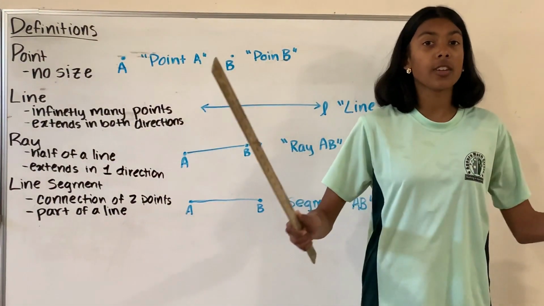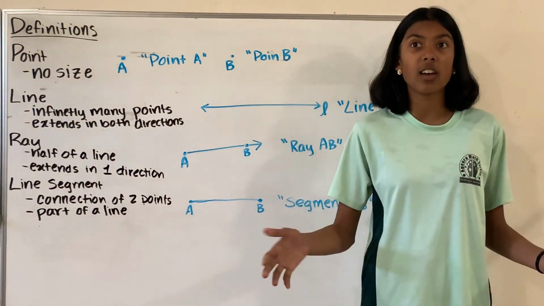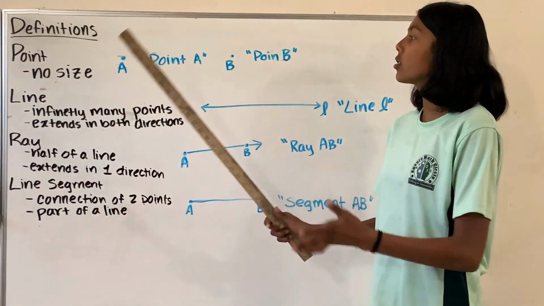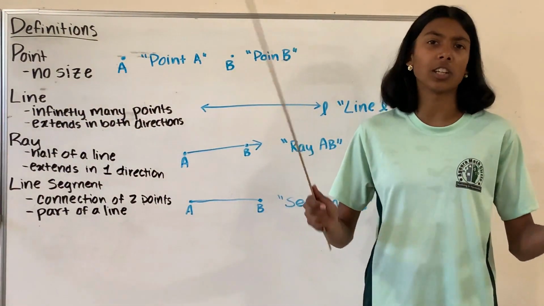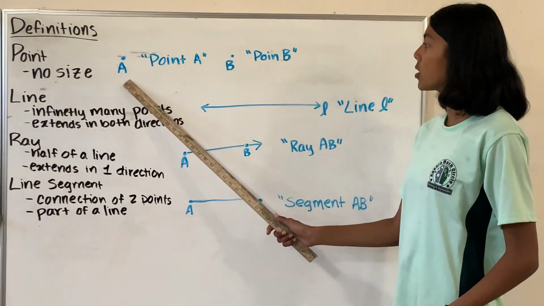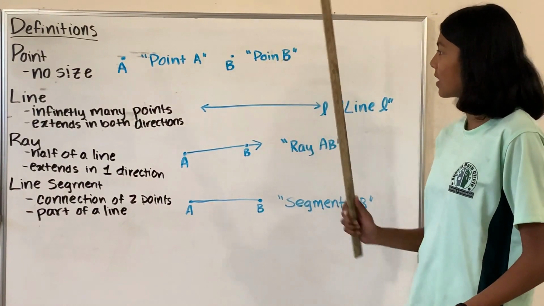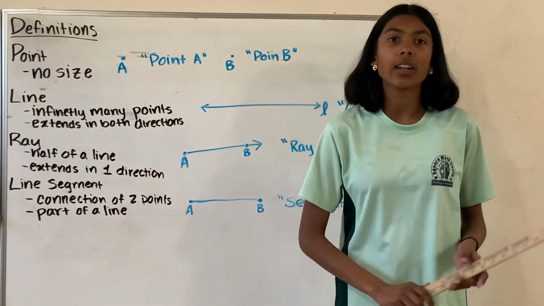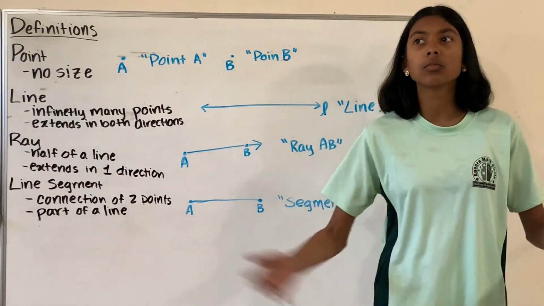And our first definition is the most basic of them all, the point. It is also the base of all geometry. So something interesting about the point, it has no size. It's literally just a dot. And here are two examples of points. We call this one with an A, point A, and this one with a B, point B. Got it.